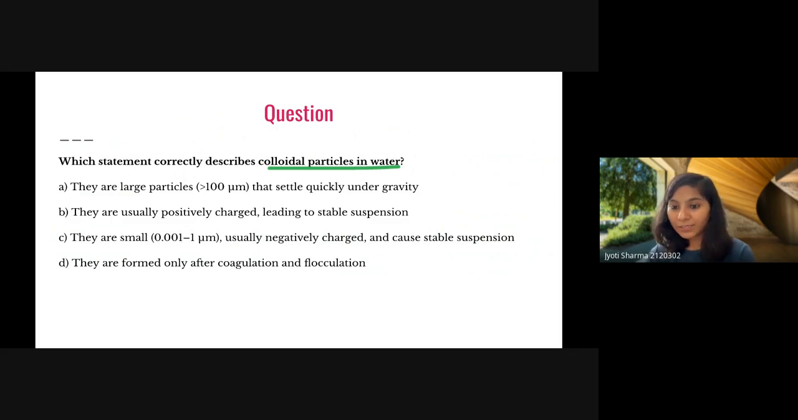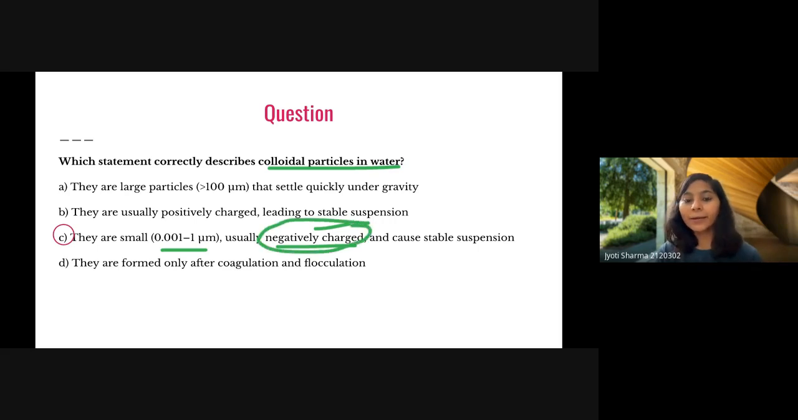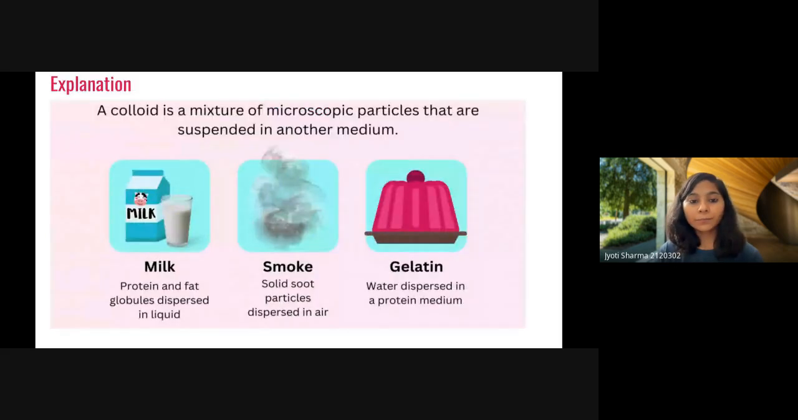Priscilla gave me answer C. Okay, Venkateshwar also. Yes, so I'm also agreeing with this. So these particles are very small in size. The size is 0.001 to 1 micrometer. These are negatively charged. This is very important because whenever we are talking about the coagulation step, this charge is very important. Just keep in mind, and that will cause the stable suspension. So C is the right answer.